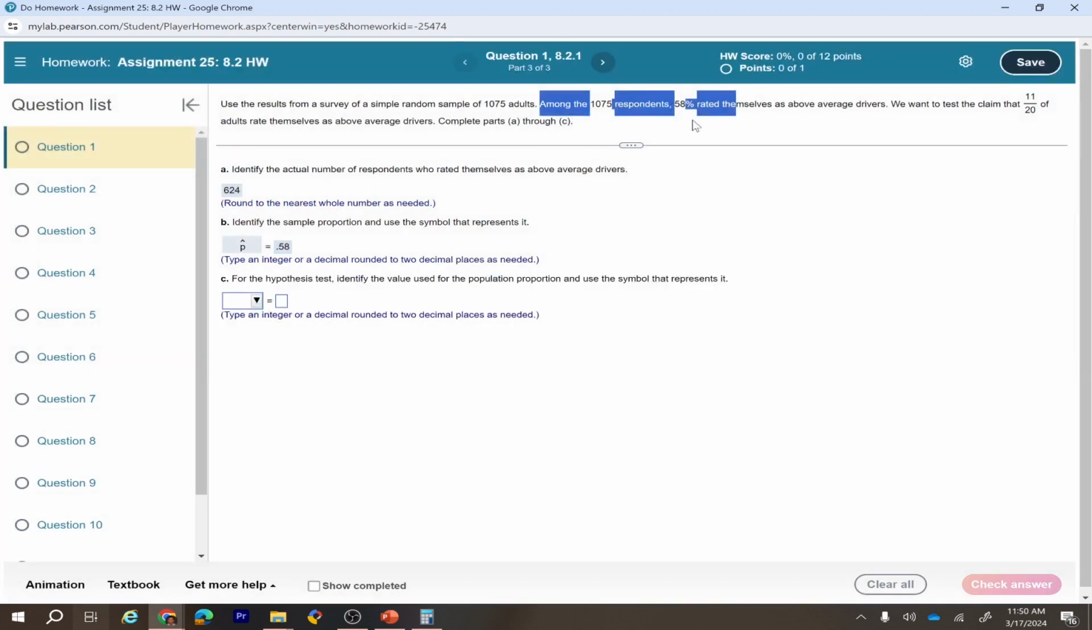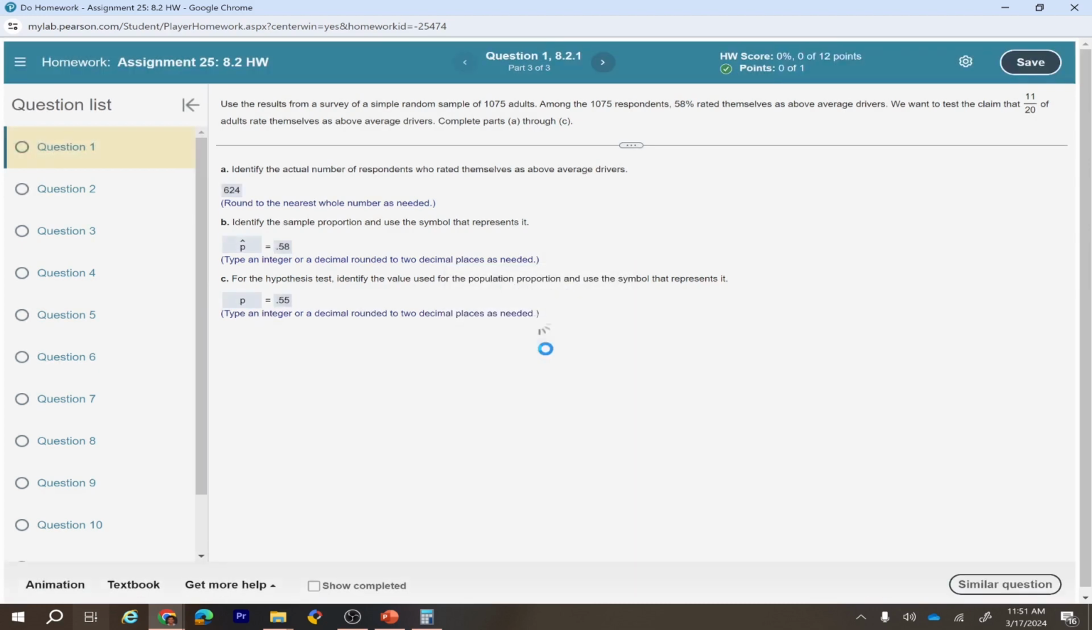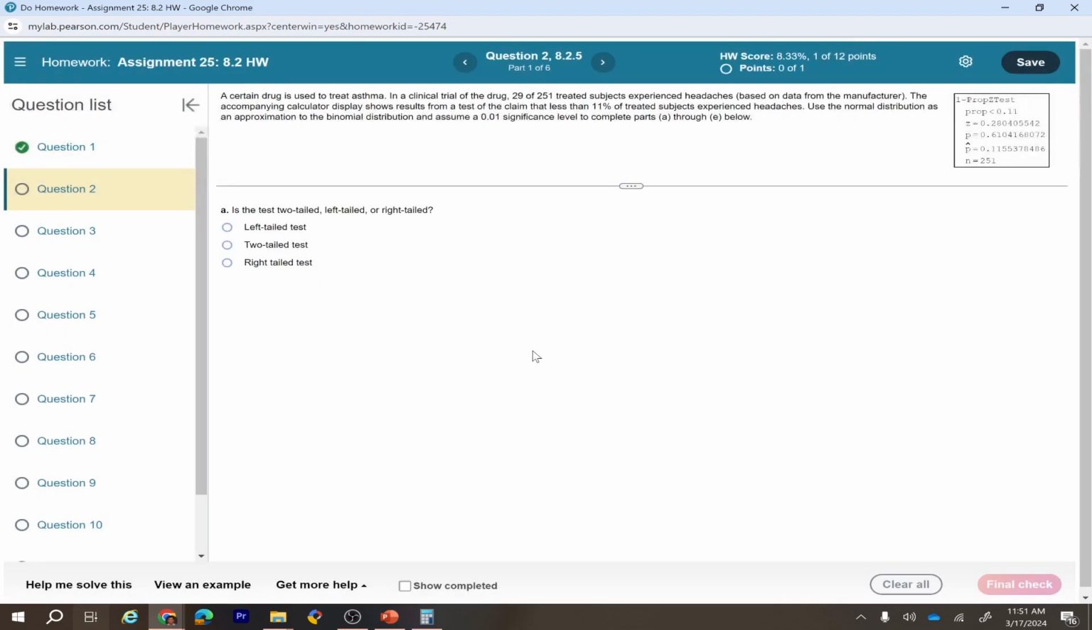So always keep in mind the difference between the sample proportion coming from the sample data, and the population proportion we are trying to test, which is coming from the claim. For the hypothesis test, identify the value used for the population proportion. This is the population proportion. So P is 0.55. That was the mistake I made. That's the population proportion we are trying to test.